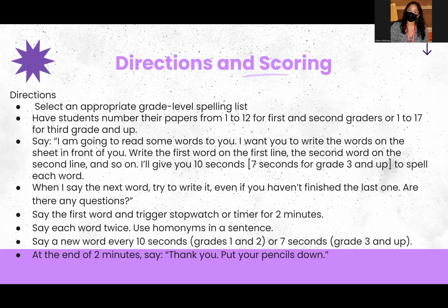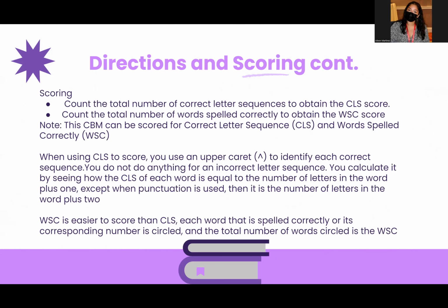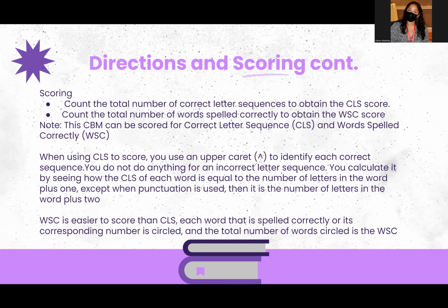So you would make sure the students are numbering their papers, as well as going through these different directions with them, so that they feel like they're being supported as they get used to doing this. So when it comes to scoring, you would count the total number of correct letter sequences to obtain the correct letter sequence score, the CLS score. Then you would count the total number of words spelled correctly to obtain the WSC score. So that would be the words spelled correctly.